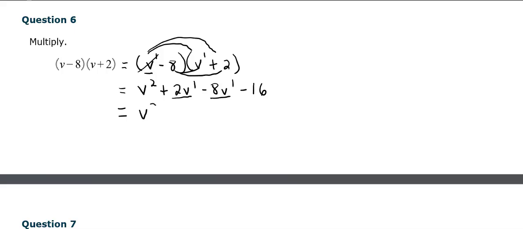So our v squared is unchanged. When we're combining our like terms, we have positive 2 minus 8, which is negative 6v to the first minus 16. Now when we write our answer, we don't usually leave an exponent of 1. So our answer would be v squared minus 6v minus 16.